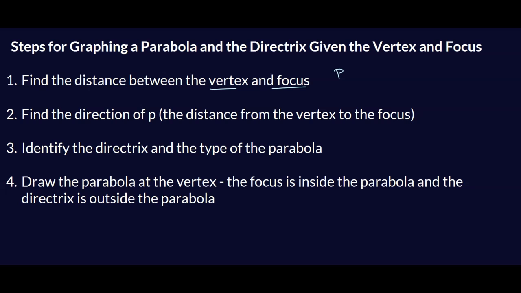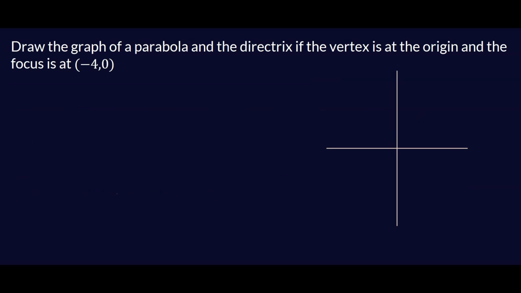Identify the directrix and the type of parabola. The directrix is always going to be the same value of p, but this time from the vertex to the directrix, in the opposite direction of the focus. And then we're going to draw the parabola at the vertex. The focus is inside the parabola and the directrix is outside the parabola. I think I walked through that already. So let's put all of this together and draw some graphs.